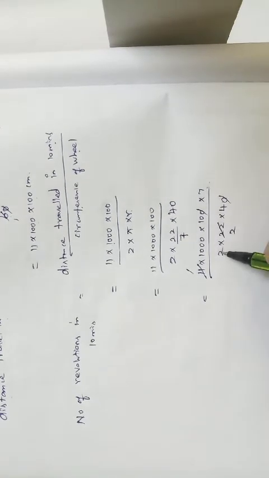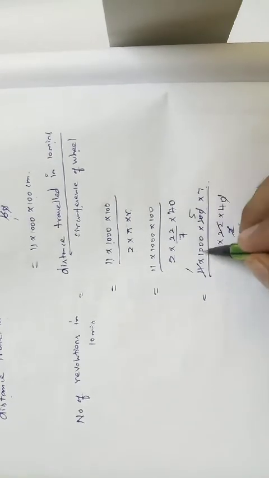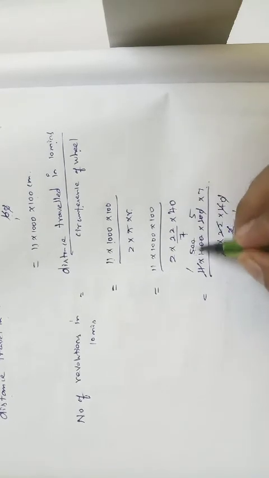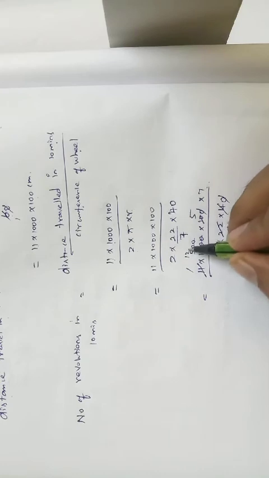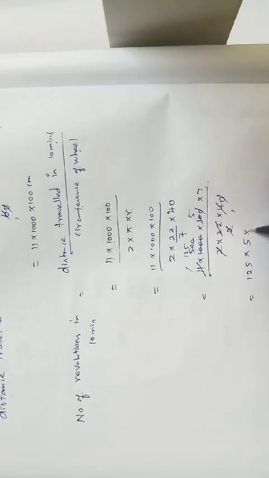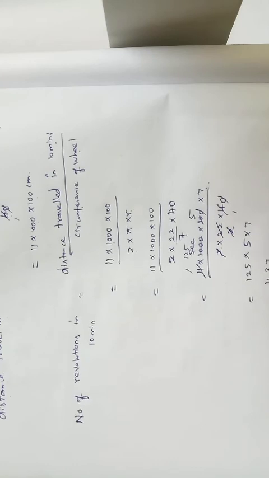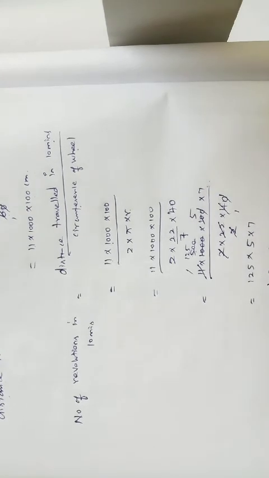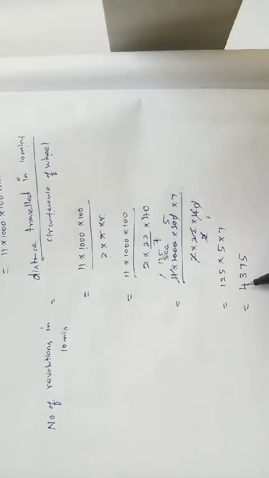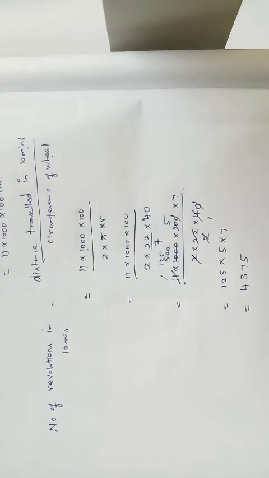Next, 2 fives are 10, 2 times 5, 2 into 500. Then 4 into 1 time. How many times? 125. So 125 into 5 into 7, multiplying gives 4375. So in 10 minutes, how many revolutions has the wheel of the car rotated? 4375 times. That's all. Thank you.